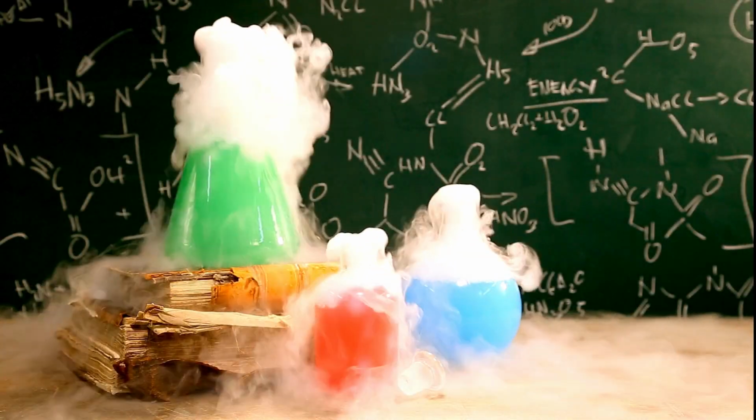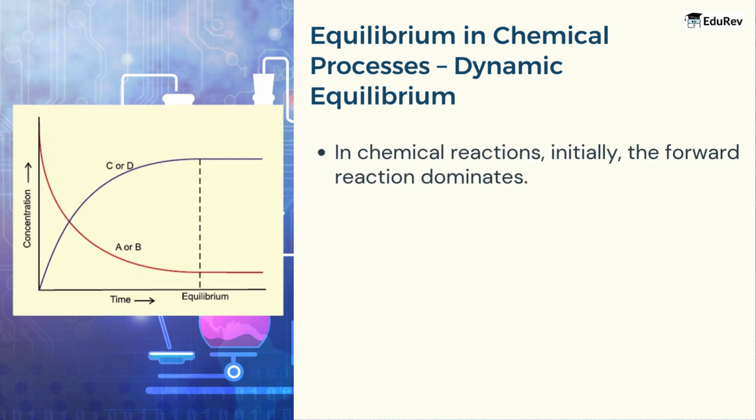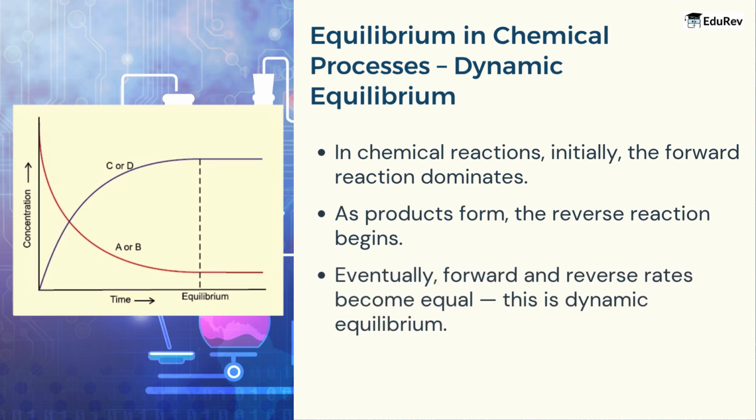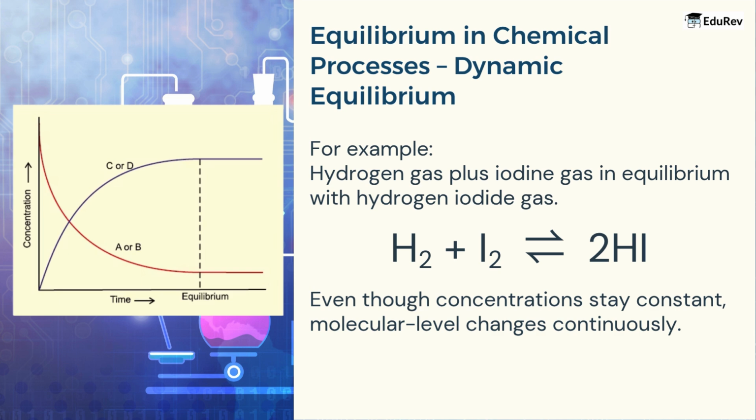Now, let's discuss chemical equilibrium. Equilibrium in chemical processes, dynamic equilibrium. In chemical reactions, initially, the forward reaction dominates. As products form, the reverse reaction begins. Eventually, forward and reverse rates become equal. This is dynamic equilibrium. For example, hydrogen gas plus iodine gas in equilibrium with hydrogen iodide gas. Even though concentrations stay constant, molecular level changes continuously.